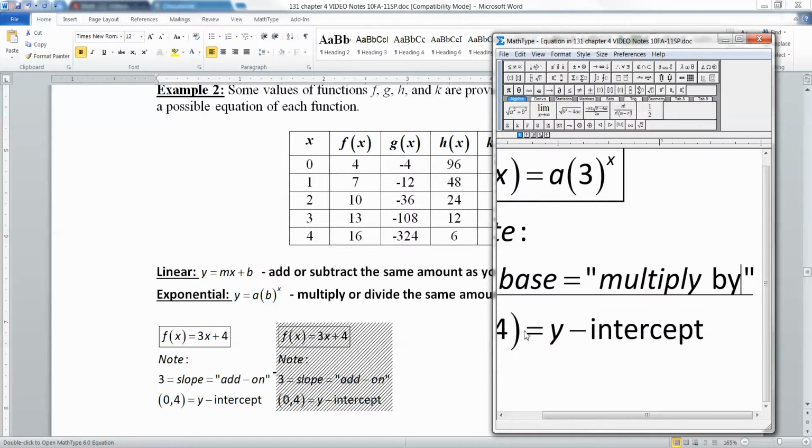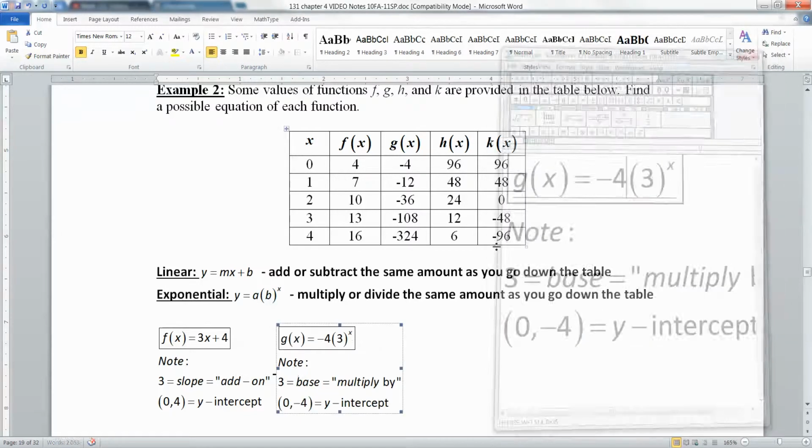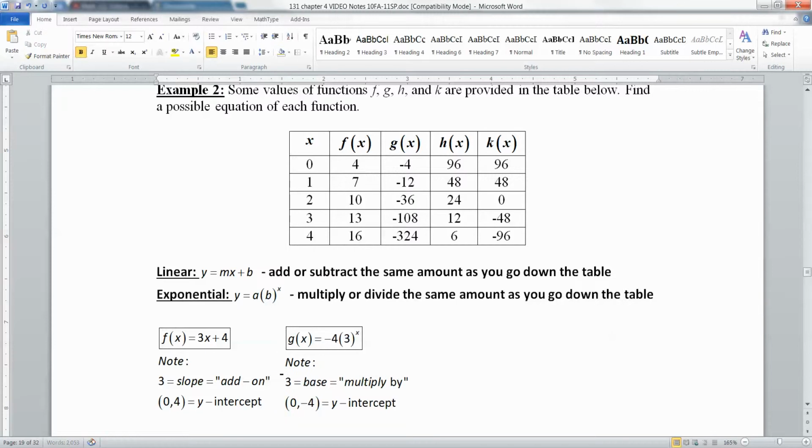Okay? And then our y-intercept is (0, -4). So that means that a is -4. And there we go. There's that one.